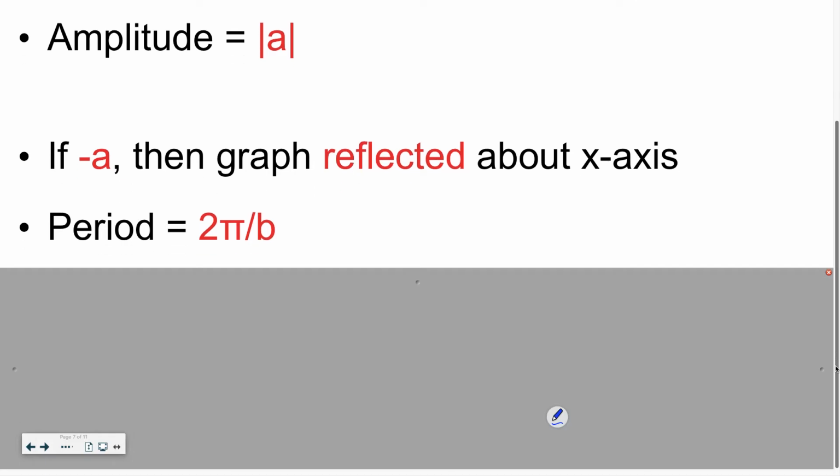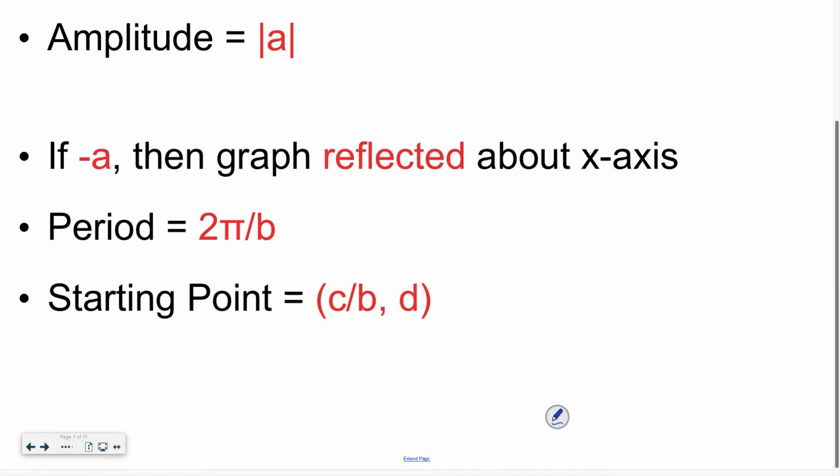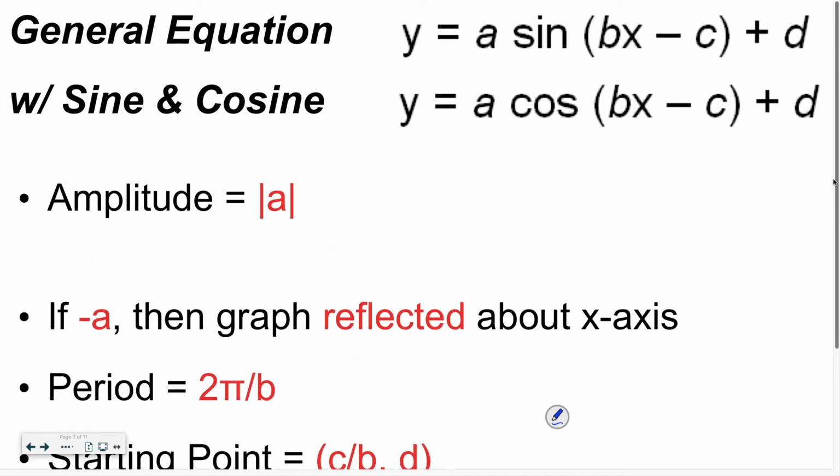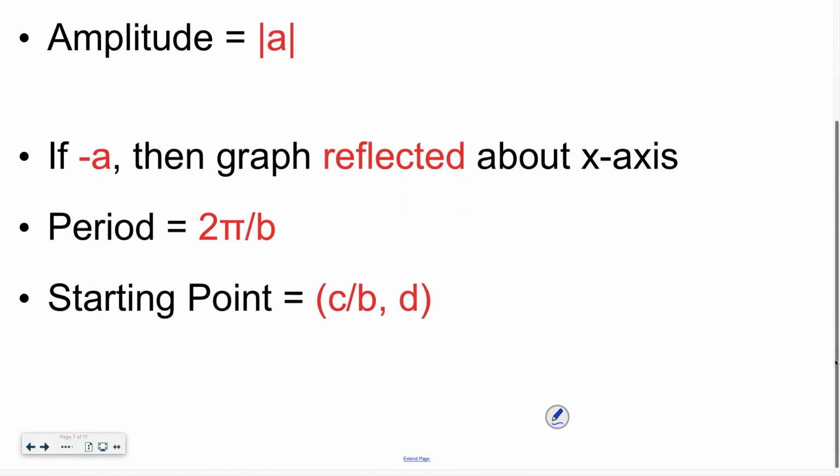So for our shifts, what I'm going to have you do, we're going to identify what I call the starting point. Okay? We're going to graph using the framing method on Monday. And the starting point is going to tell us where to start our frame. Okay, so if we take C over B comma D, that'll tell us where to start our frame. Now keep in mind, this is Bx minus C. So if it's subtraction, we're moving to the right. If it's addition, we're moving to the left, so we'll just have to keep that in mind when we identify.